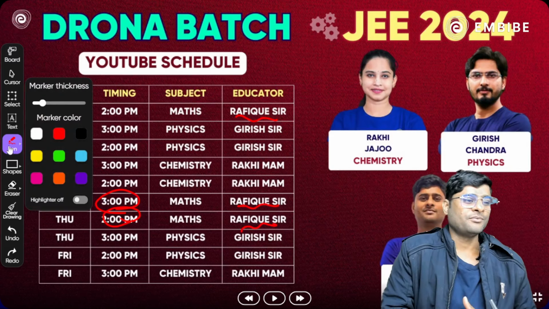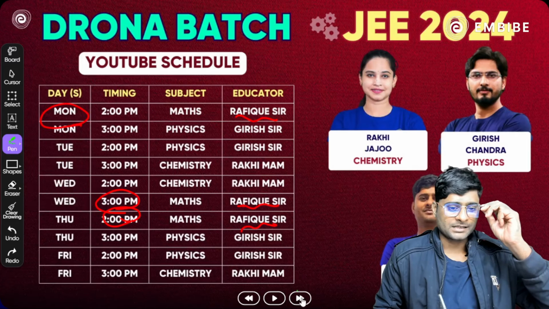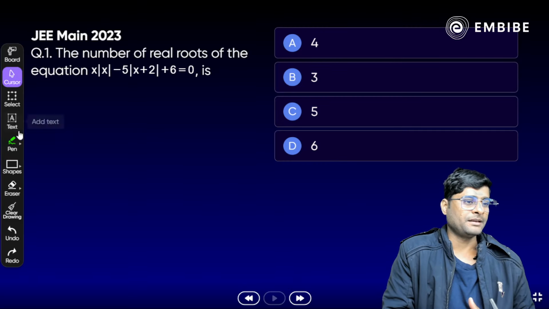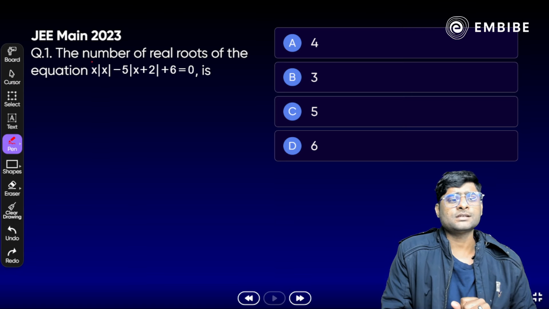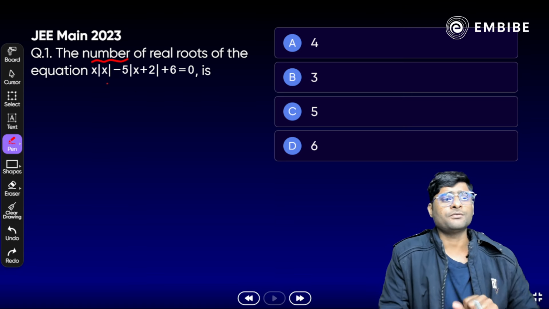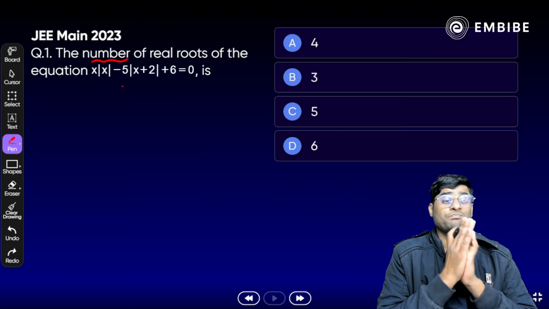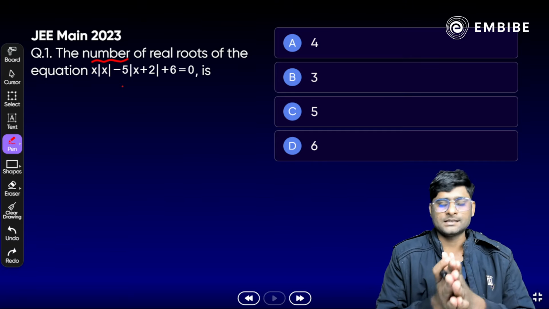Without wasting time, let me start the first question, one of the important JEE Main 2023 questions. We need to find the number of real roots of the equation x|x - 5| + 2|x + 2| + 6 = 0.